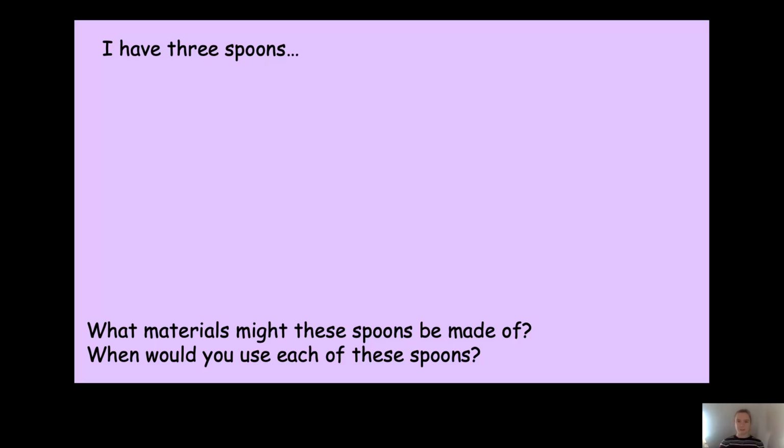Okay, what did you think? When did you think I would use my plastic spoon? Oh, good idea. What about my metal spoon? And my wooden spoon? I know exactly what I've been using my wooden spoon for over Christmas. I used it for a lot of baking. Now, let's have a look.